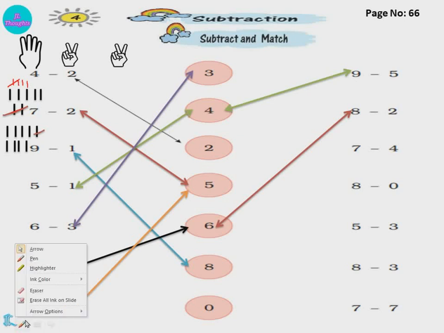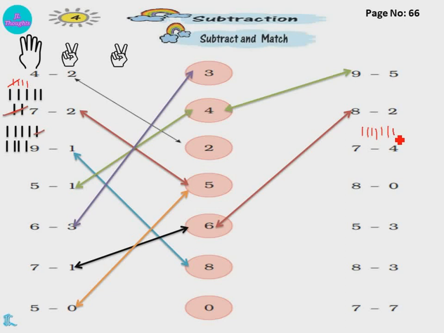7 minus 4. So the other method also I will do here. 7. 1, 2, 3, 4, 5, 6, 7. That how many we have to remove? 4. 1, 2, 3, 4. So how many left? 1, 2, 3. So you will match it to 3.